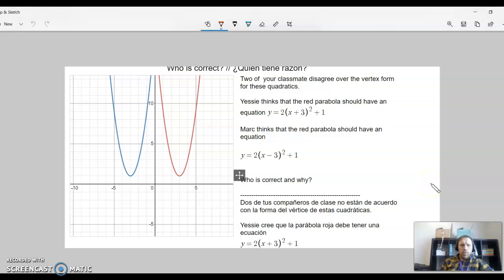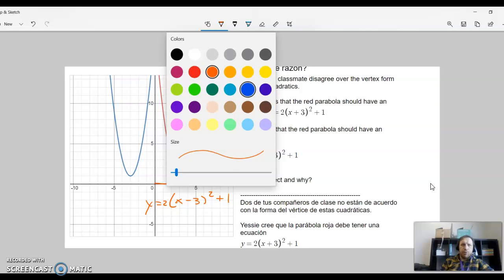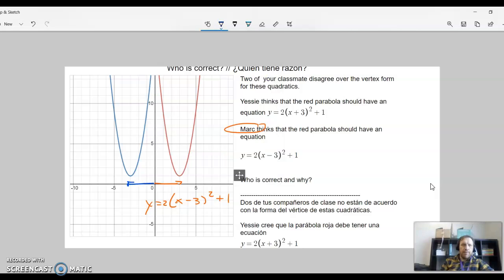Well, to go this way in the quadratic, you need to have x minus 3 squared. All right, and so your equation should be y equals 2 times x minus 3 squared plus 1. So who is that? Mark is correct. Now, to get that blue equation, though, to go to the left 3, on the inside of this binomial, right, it's going to be x plus 3 squared plus 1. So that's the big difference here. To go to the left, we have plus 3. To go to the right, we have minus 3. All right, they both are identical except for that plus 3 or the minus 3.